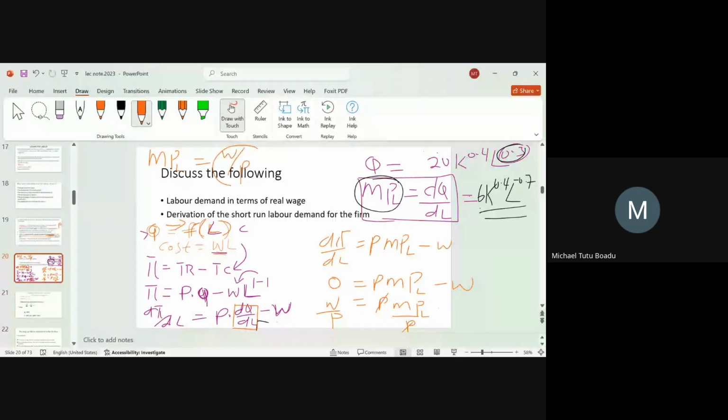W over P is a real wage. So it means labor is in terms of real wage. The marginal product of labor is in terms of real wage. So the contribution that labor is bringing, the additional contribution of labor, should be equal to the real wages that you are paying labor. You don't have to pay labor beyond the real wages or below the real wages. So this is labor in terms of real wage. Okay.